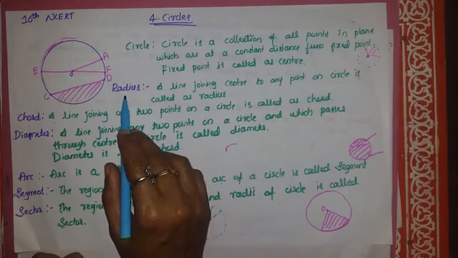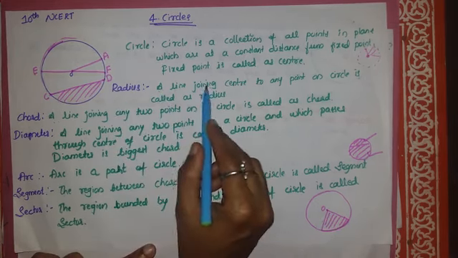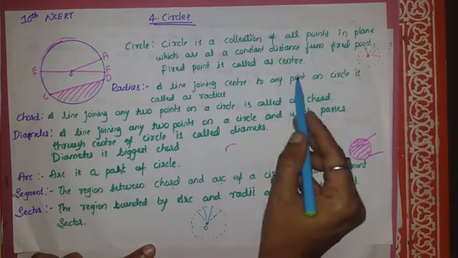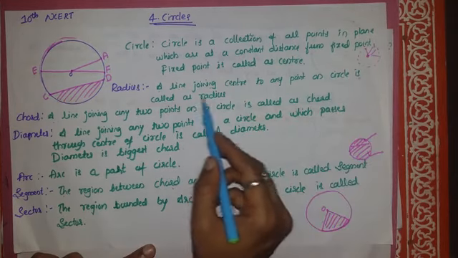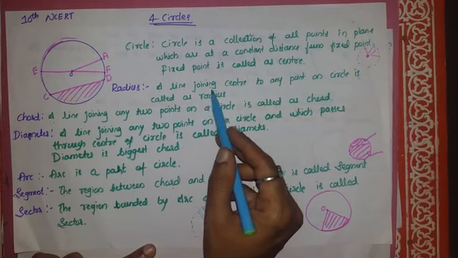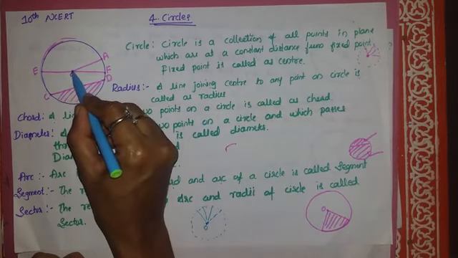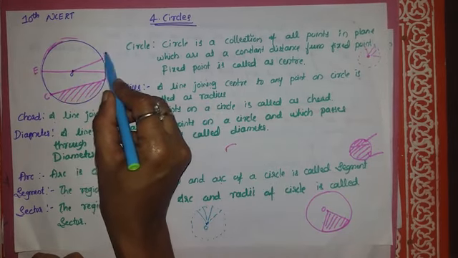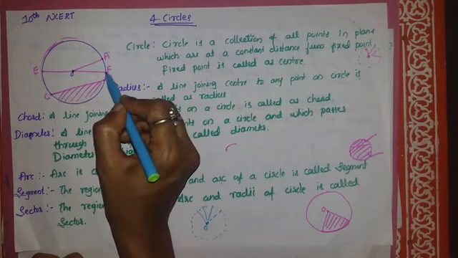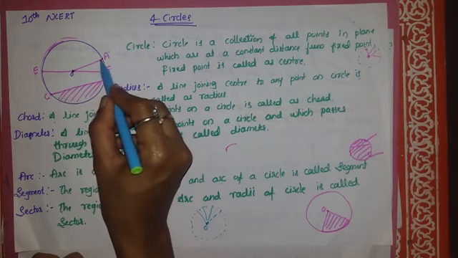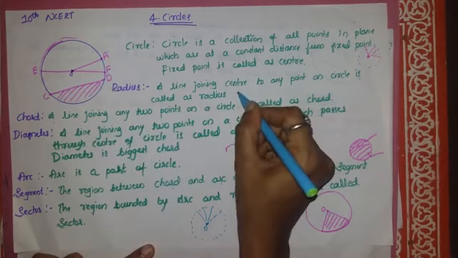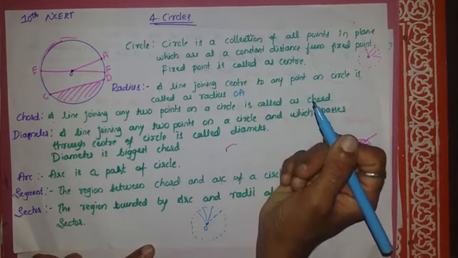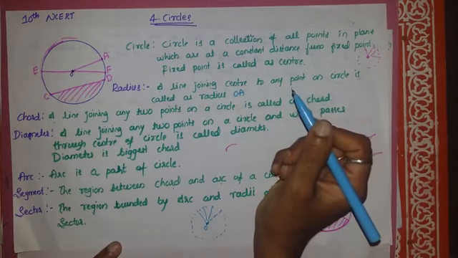Next, radius. A line joining the center to any point on the circle is called radius. Here I have taken a point A. So this line is called the radius. Here OA is the radius.